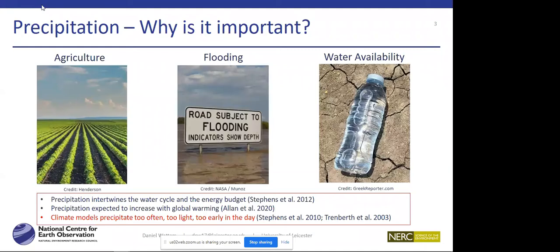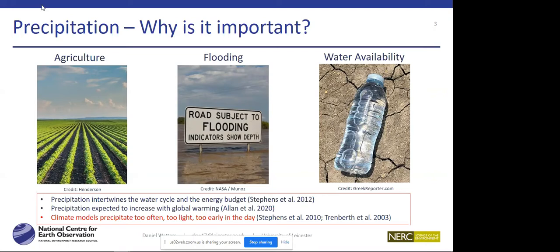Okay, so to begin with, precipitation, why is it important? It's majorly important because it's a critical component of the water cycle of the Earth, but not just the water cycle, it also intertwines the water cycle with the energy budget as well. So it links to solar radiation incoming to the Earth, infrared radiation going outward as well. Another reason why it's important is because it's expected to increase with global warming. It also has many socio-economic impacts.